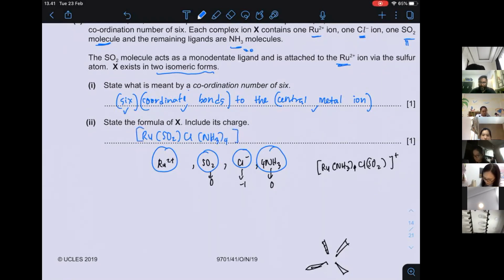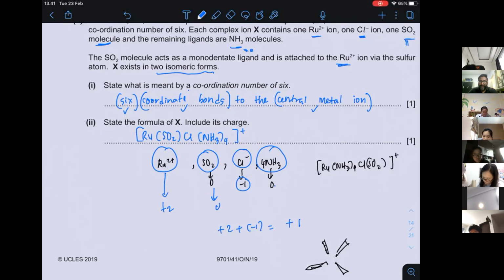Now when you put the bracket, you see the charge is going to be +2, this is going to be 0, this is -1, this is 0, so +2 plus -1, the charge is going to be +1. So you need to write down the charge of the overall molecule, the overall transition complex is going to be plus. So this is going to be very important. Okay, so state the formula. It's all written over there.